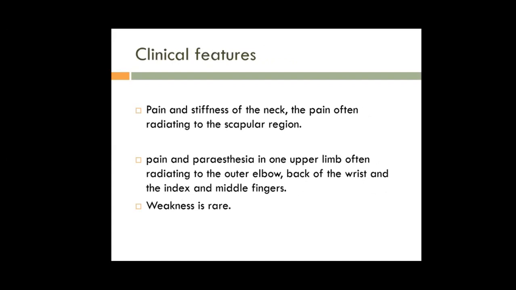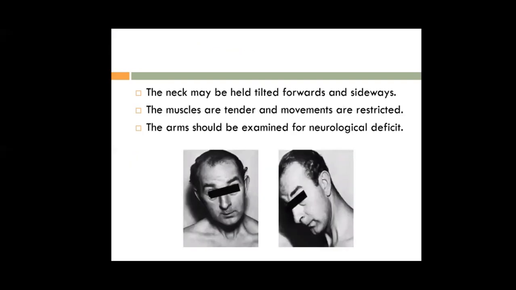The clinical features, pain and stiffness in the neck that often radiates to the scapular region, pain and paresthesia in one upper limb often radiating to the outer elbow, back of the wrist and the index. Weakness is rare usually in cervical acute disc herniation. Okay? Patients usually will take a certain position of their cervical spine to avoid irritation to the nerve root with a certain tilt forward or sideways according to the level of the lesion.